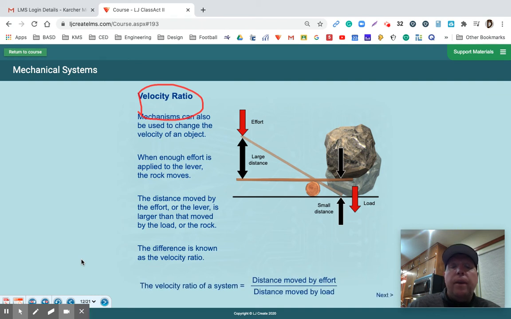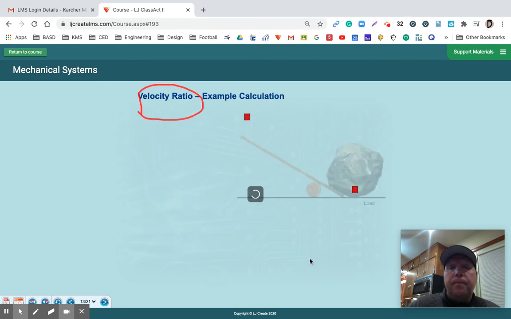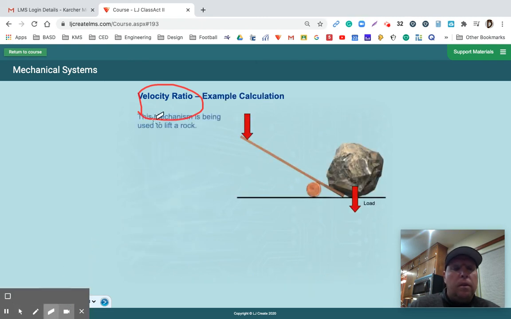The velocity ratio of a system is the distance moved by the effort over the distance moved by the load. So if we were to do this in inches, this would be 24 inches, and this might be 6 inches.